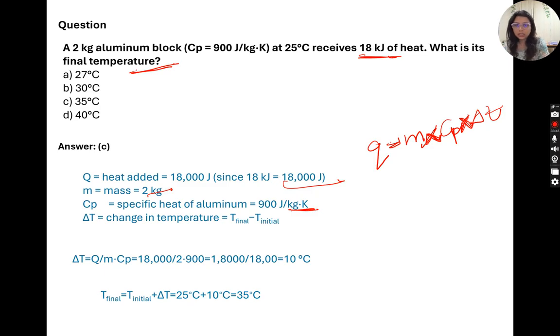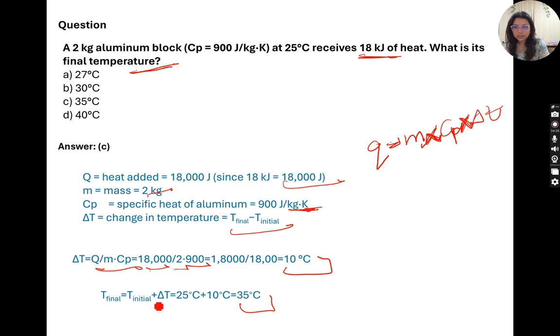And then we are taking the delta T, which is T final minus T initial. So delta T is Q over m times Cp, where Q is 18,000, m is 2 kg, and Cp is 900. After simply calculating this, we get a 10 degrees Celsius difference. We are not changing the temperature into Kelvin because it is not required here, as delta T is already T final minus T initial. So to calculate the final temperature, we do not need to change the unit to Kelvin in that case.